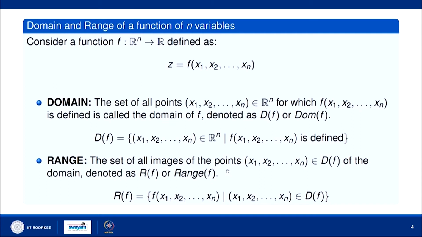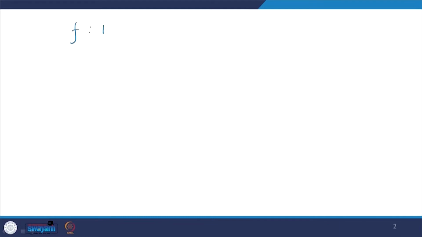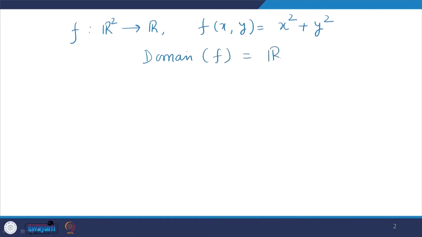Let us discuss what we mean by domain or range of a function by giving some examples. Say we take a function f from R2 to R, and the function f is defined like this: f of (x, y) equals x square plus y square. A simple example: here we have two input variables, so this function is a function of two unknowns, and f maps this to R, which is x square plus y square. What will be the domain of this function? The domain of f will be nothing but the entire R2, because it is always defined for every x and y.